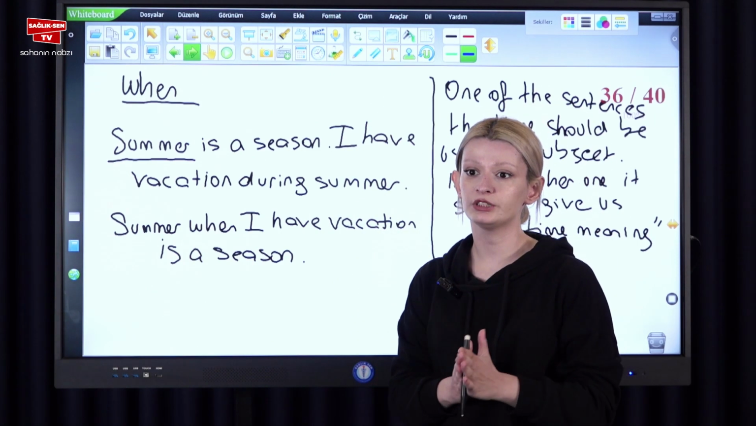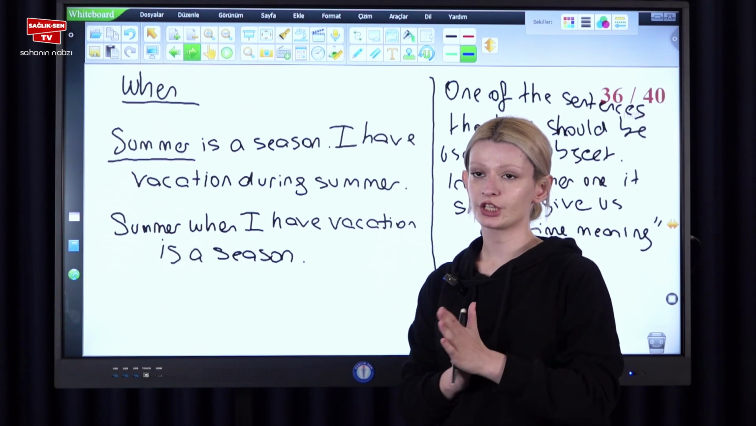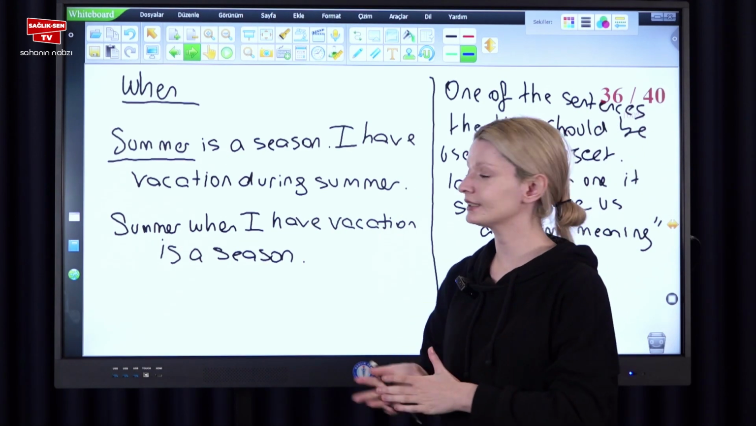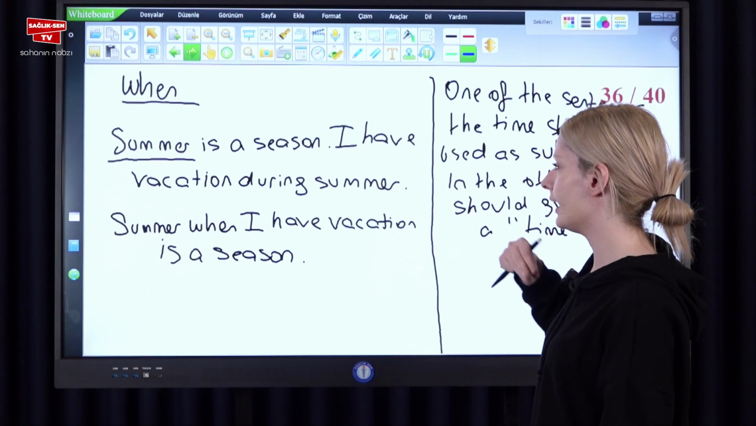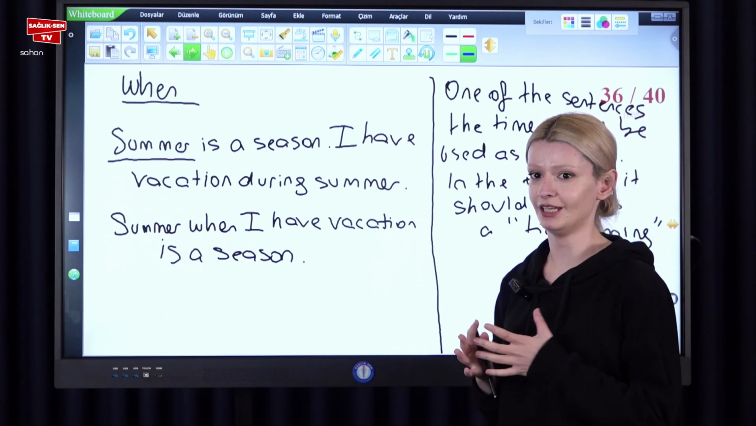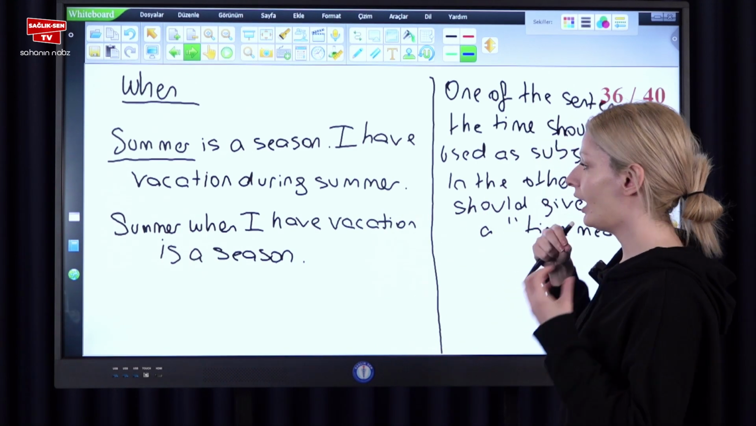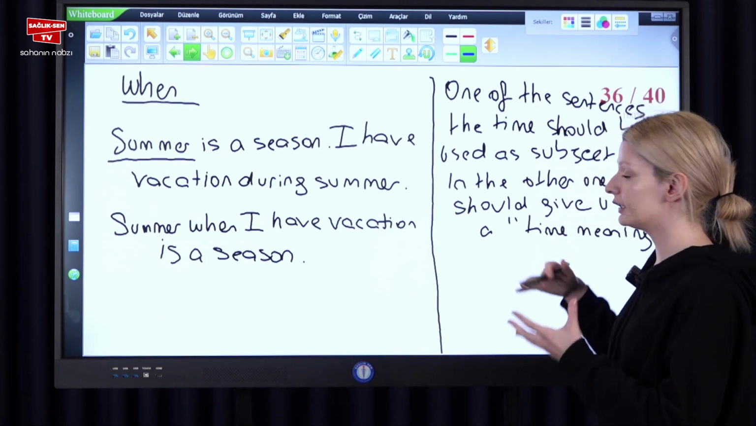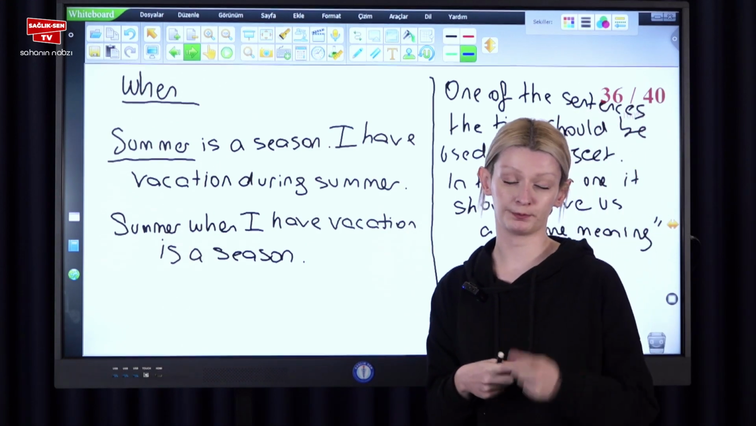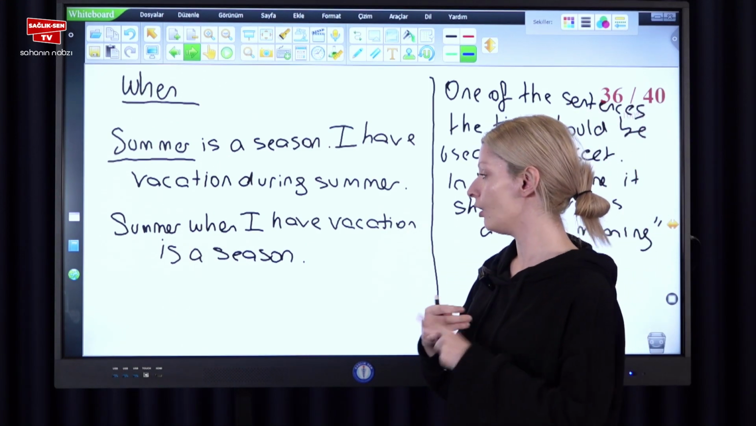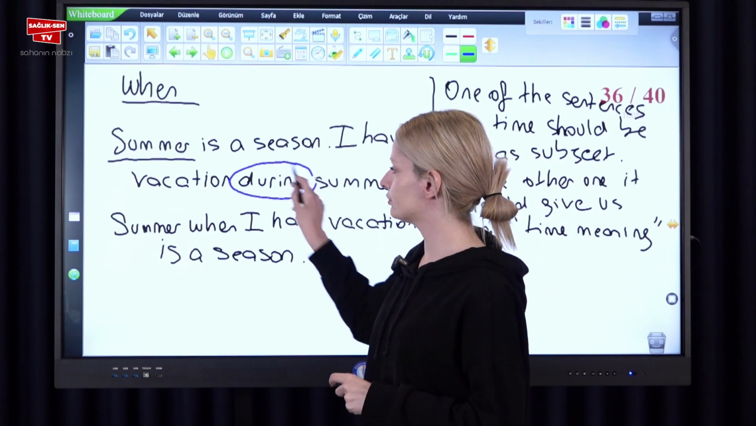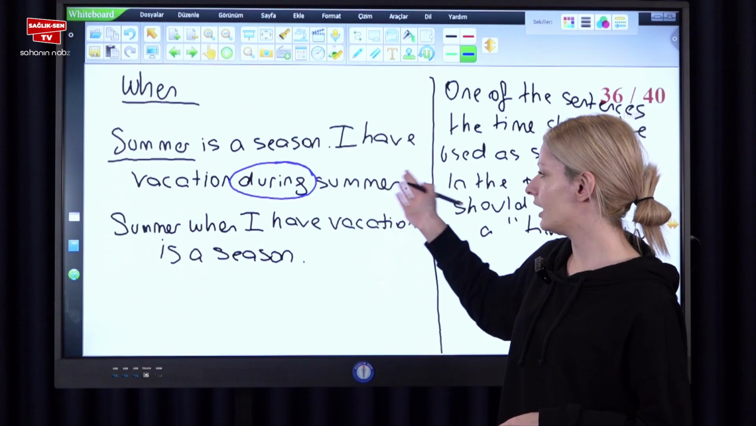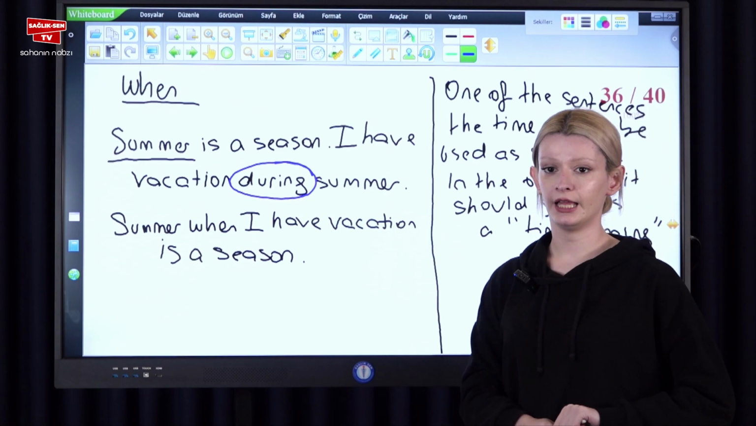Then we talked about when, which I have to use one of the sentences as our subject, and in the other one I have to give a time meaning. How am I going to understand if there's a time meaning? There can be a preposition, a time preposition: at, in, on. For example, during is used in this example. Summer, when I have vacation, is a season.